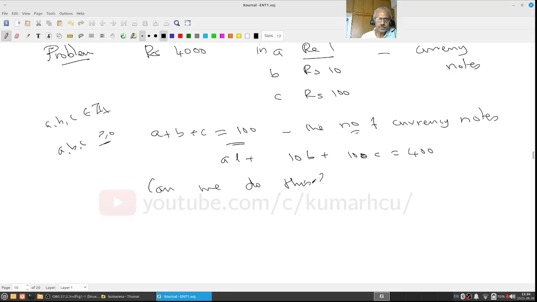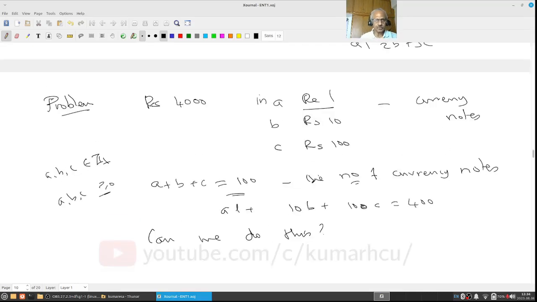So understand the problem. I want to have 4000 rupees, but I want to have only 100 currency notes. I am ready to have A currency notes of denomination 1 rupee and B currency notes each of 10 rupees and C currency notes each of 100 rupees. So how many currency notes will I have? A plus B plus C must be 100. But what should be the amount? A is A times 1, that is A. B currency notes are of 10 denomination, therefore 10 times B, 10B. And C each is 100 rupees, therefore 100C. Therefore A plus 10B plus 100C must be 4000. Sorry, I wrote 4. Can we do that?